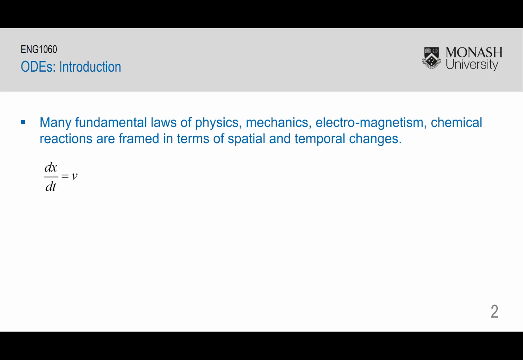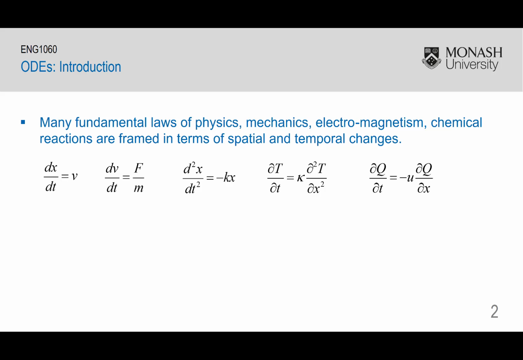So for example, dx/dt is equal to velocity. dv/dt is equal to force divided by mass, or equivalently acceleration. d squared x/dt squared is equal to minus kx. This is the equation that describes simple harmonic motion. dT/dt is equal to kappa times d squared T/dx squared. This is the conduction or heat equation.